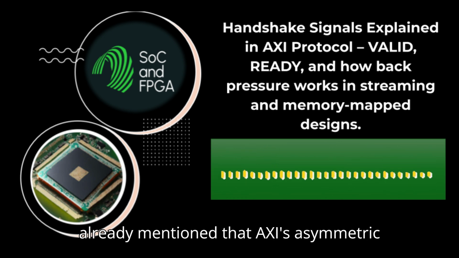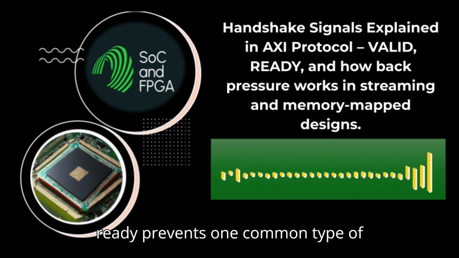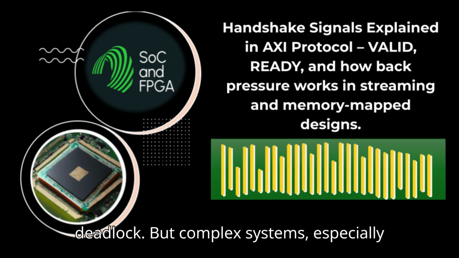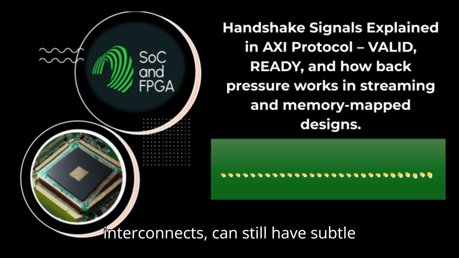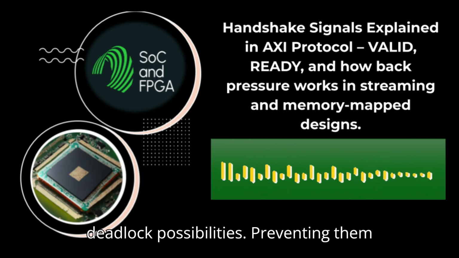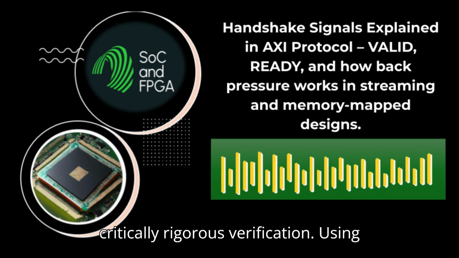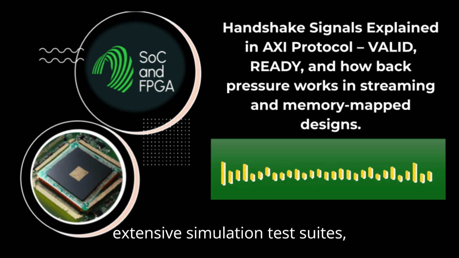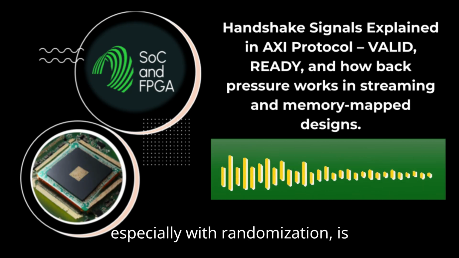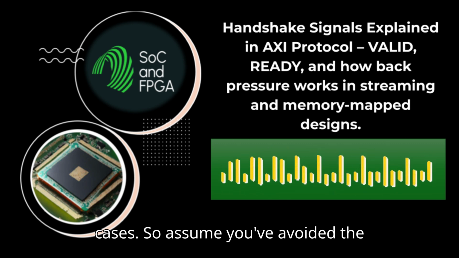We already mentioned that AXI's asymmetric handshake rule, source doesn't wait for ready, prevents one common type of deadlock. But complex systems, especially with multiple masters, slaves, and interconnects, can still have subtle deadlock possibilities. Preventing them requires really careful design and critically rigorous verification. Using formal verification methods and building extensive simulation test suites, especially with randomization, is essential to hunt down these corner cases.